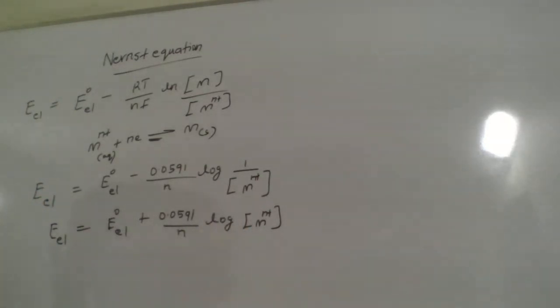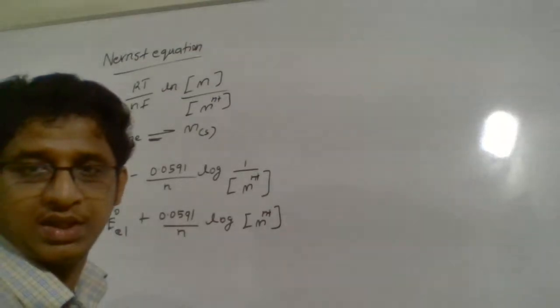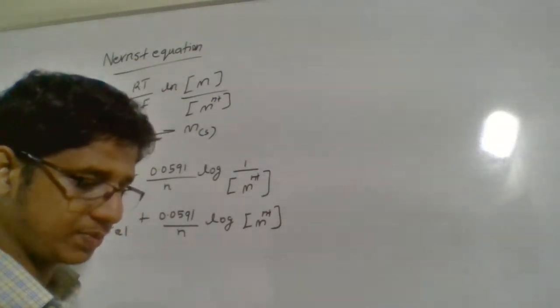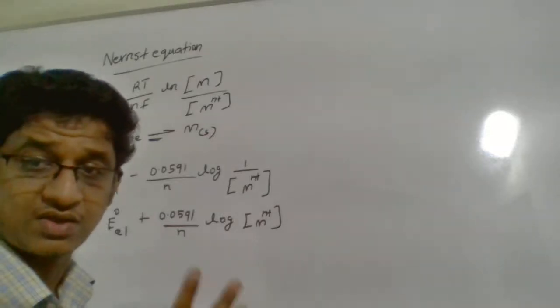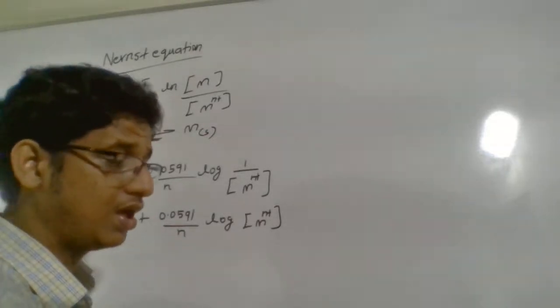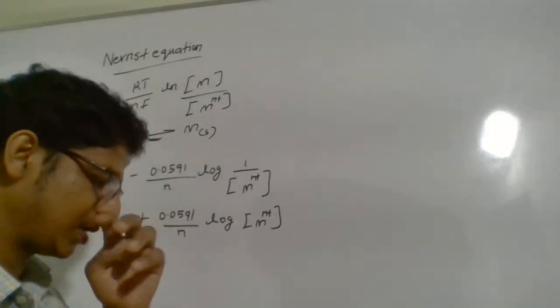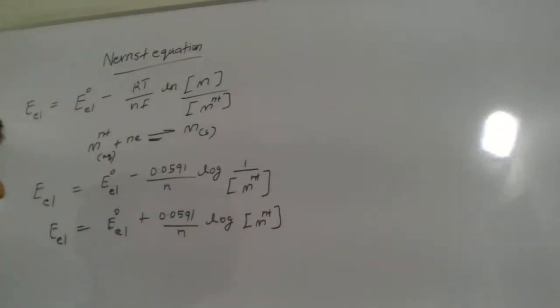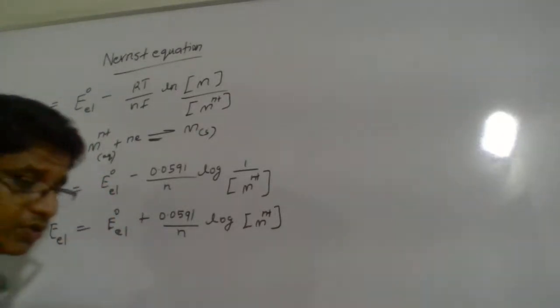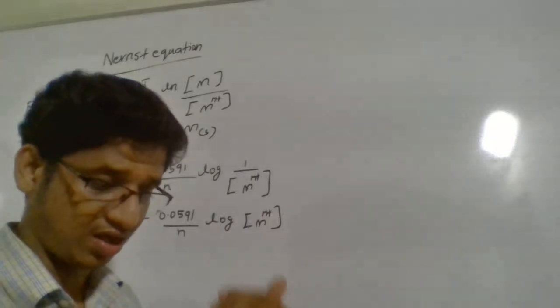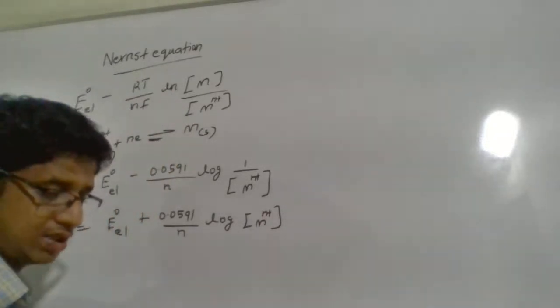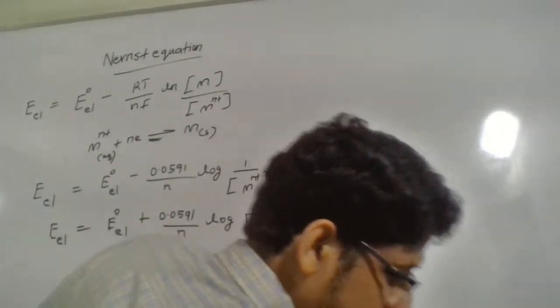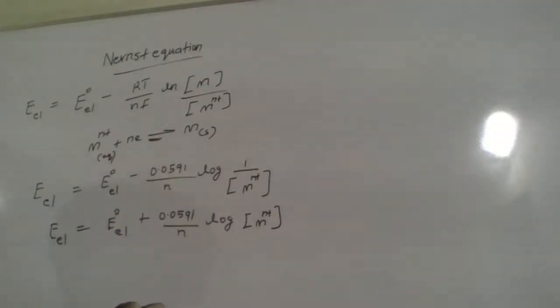What is E0 electrode? It's the standard electrode potential. We find the standard electrode potential in the standard condition, fixing the concentration of electrolyte as 1 molar, the pressure as 1 bar, and the temperature as 298 Kelvin. We find it using a reference electrode like hydrogen. So that is the equation we can remember, which we call the Nernst equation.